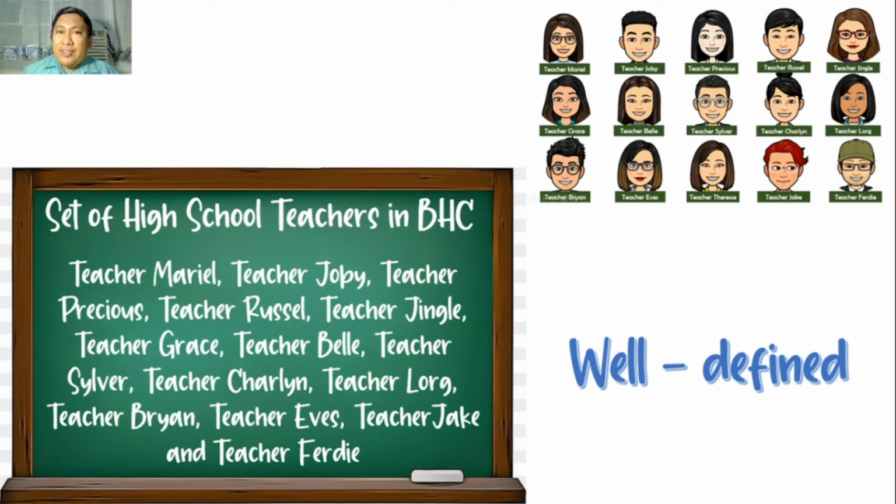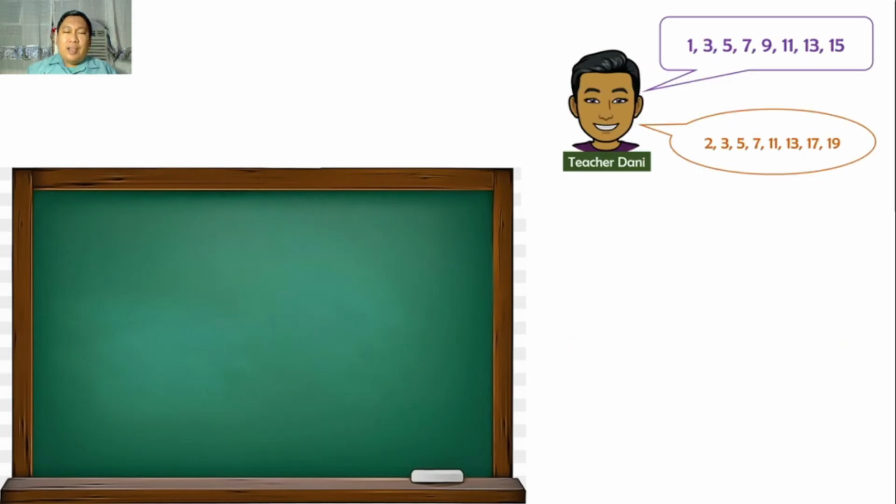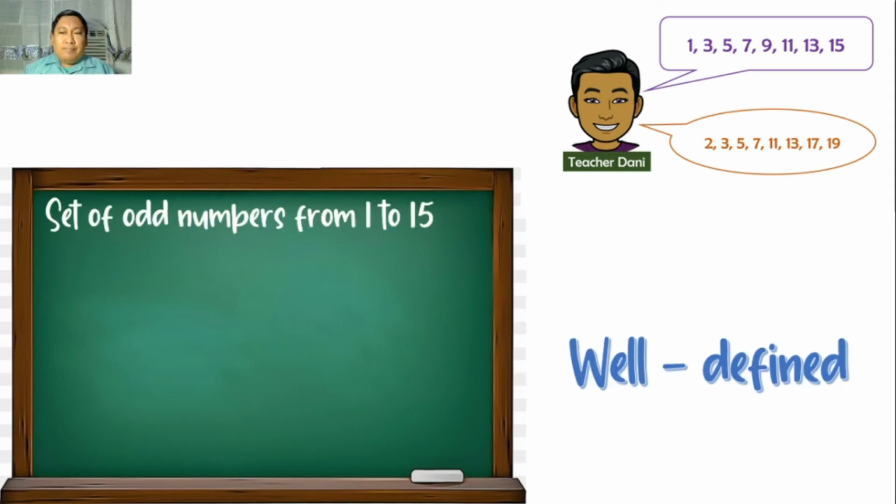Now, let's try to see other examples of well-defined sets. Using the given example a while ago, the first set that Teacher Danny introduced you to was the set of odd numbers from 1 to 15. So when we say the set of odd numbers from 1 to 15, we can easily identify the elements, which are 1, 3, 5, 7, 9, 11, 13, and 15.